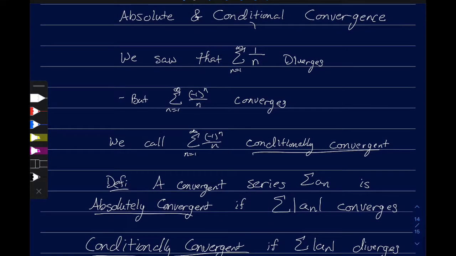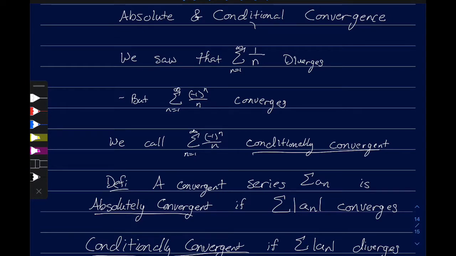Okay, now let's take a look at absolute and conditional convergence. We saw that the sum of 1 over n diverges, but in fact, if we were to replace that 1 with a negative 1 to the n, it converges. So we call the sum of negative 1 to the n over n conditionally convergent.